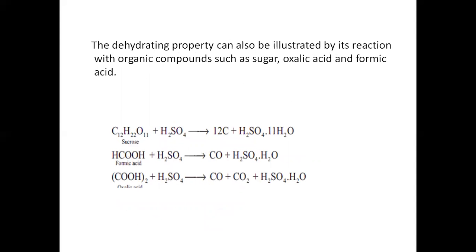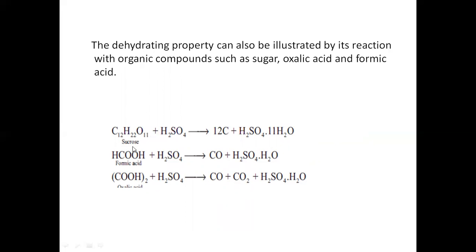The dehydrating property can be illustrated by its reaction with organic compounds such as sucrose, formic acid and oxalic acid. If you treat sucrose with sulfuric acid, dehydrating means the water is removed from that compound. Eleven water molecules are present in sucrose, and all 11 are removed. Finally we get carbon. This process is called charring.